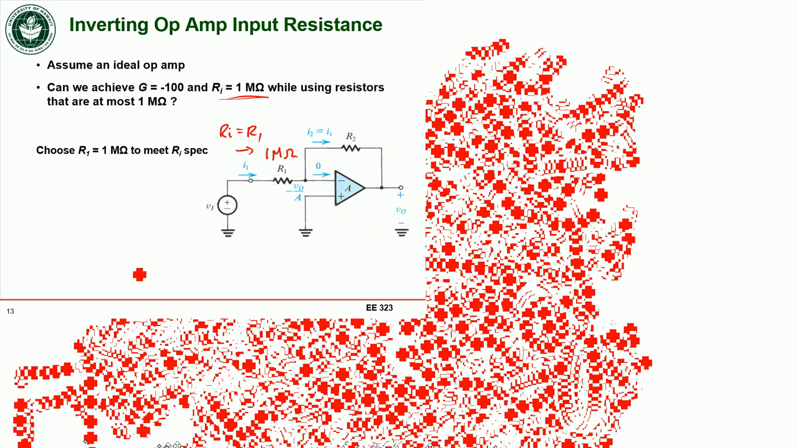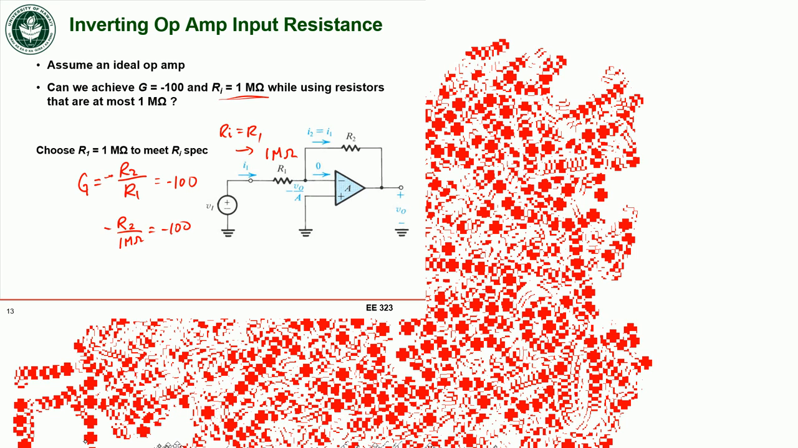Okay, so if I do that, then I need to calculate the value of R2 that I need. The gain of my op amp is R2 over R1, and I want that to be negative 100. Now if R1 is 1 megaohm, that means that R2 needs to be 100 megaohms, but I wanted to use resistors with a reasonable value, so at most a megaohm. So I can't meet this specification using this circuit.